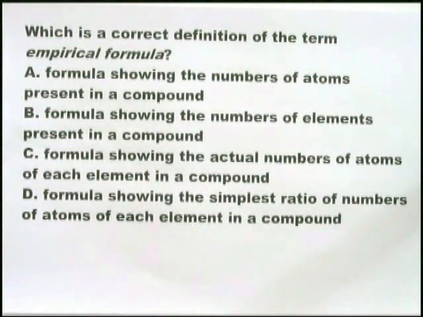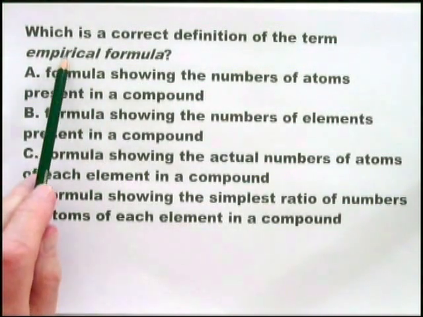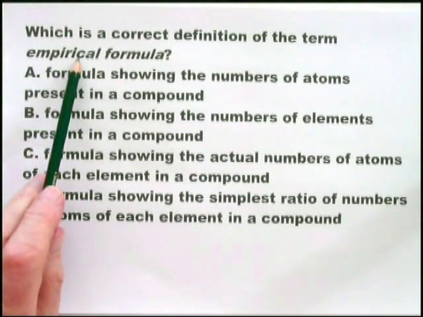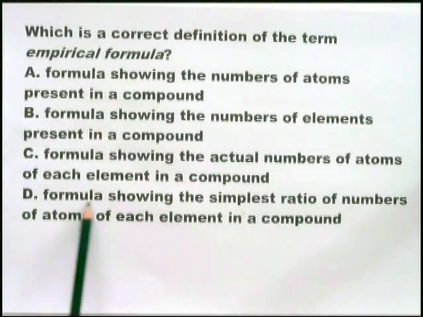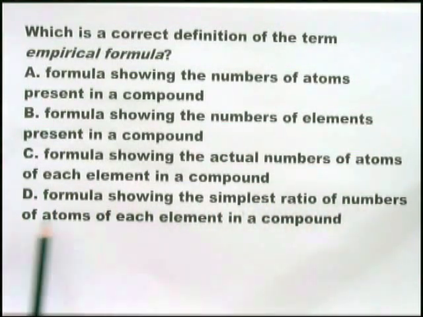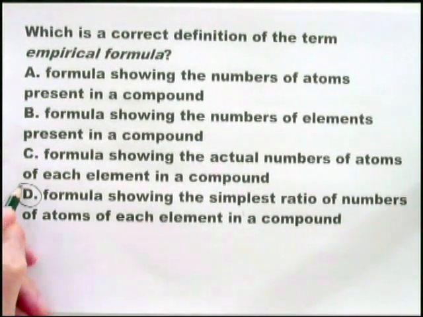And as I've suggested before, in these kinds of definitions, there are certain words you must know within any definition, and you must know what you're looking for. Empirical formula, you're looking for ratio or simplest ratio of numbers, and you look through this, and there it is. Formula showing the simplest ratio of numbers of atoms of each element in a compound. That is what the empirical formula definitely is.